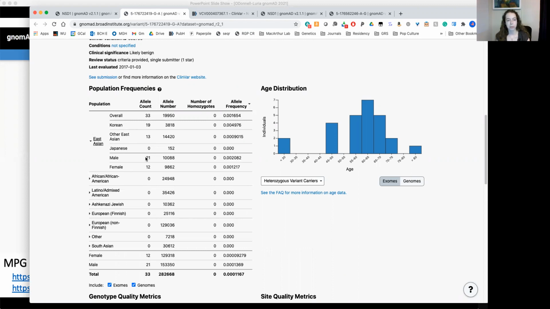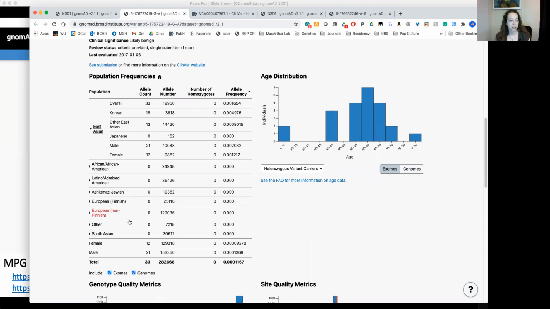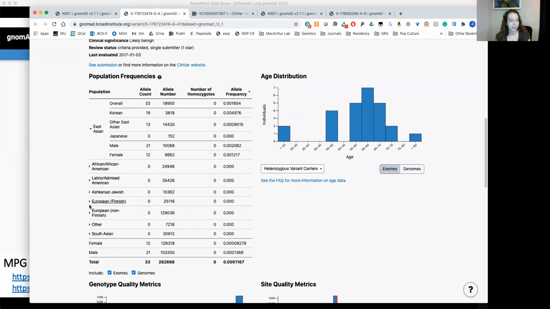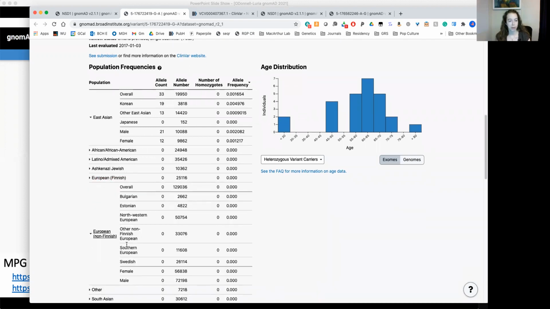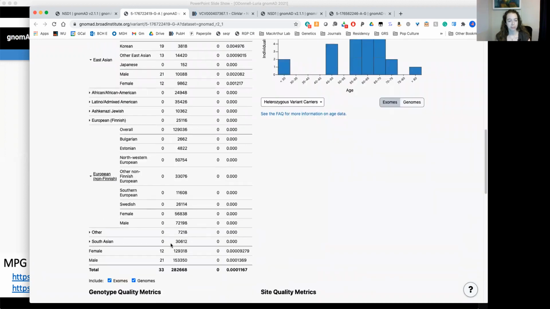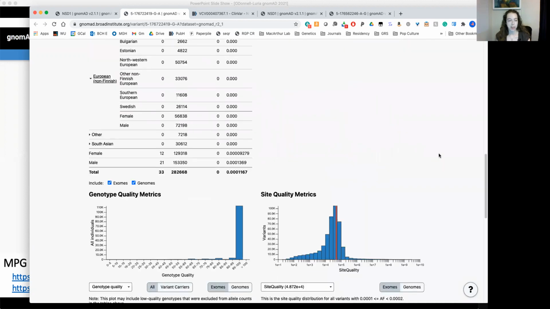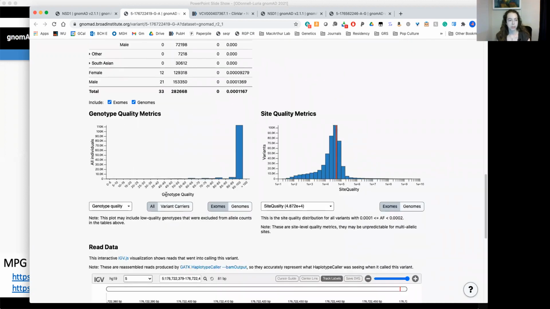I will note that the Japanese population in gnomAD is very small, so I don't think you can really comment on that. And so you can just see where this variant is found. For example, we don't have subpopulations for all of these, but for European, Finnish European and non-Finnish European, we have a few additional ancestries. You can see the age of the individuals with this variant, and if you scroll down, you can see some metrics.